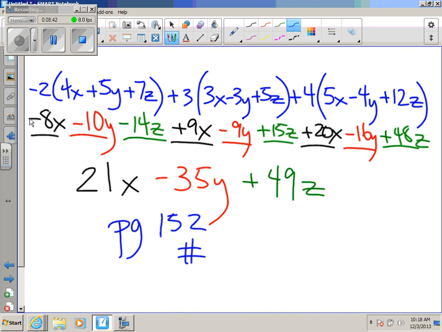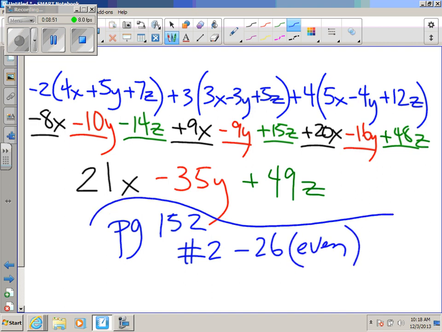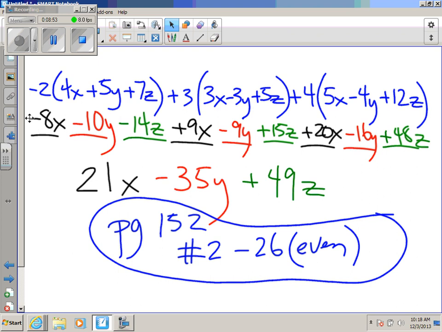Page 152, 2 through 26 even. Means you're up.